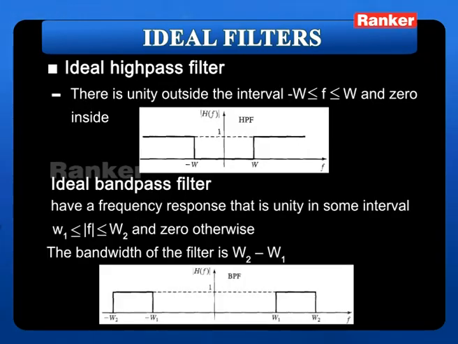Then you can have a band pass filter. If you see here, it can have a frequency response that is unity in some intervals and 0 otherwise. That is why this is called a band pass filter, and the bandwidth of the filter is given by W2 minus W1. So that is the bandwidth of it. This is an ideal band pass filter.